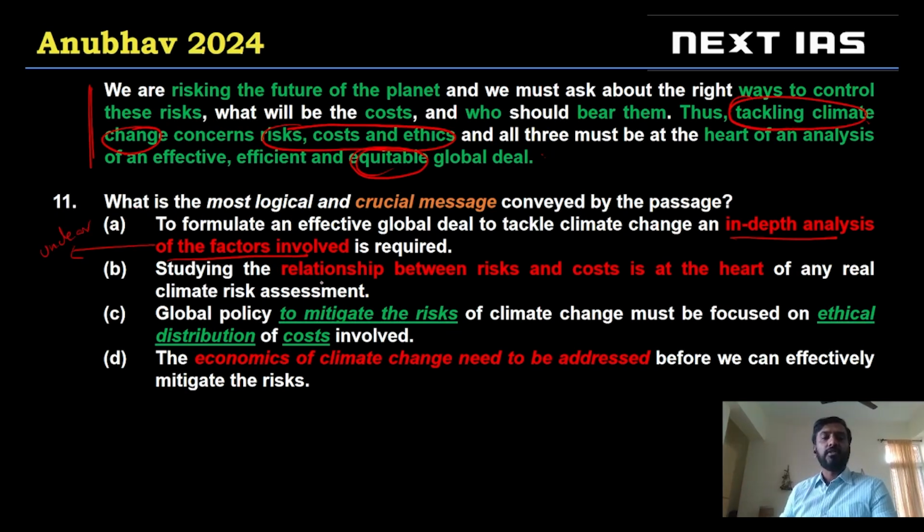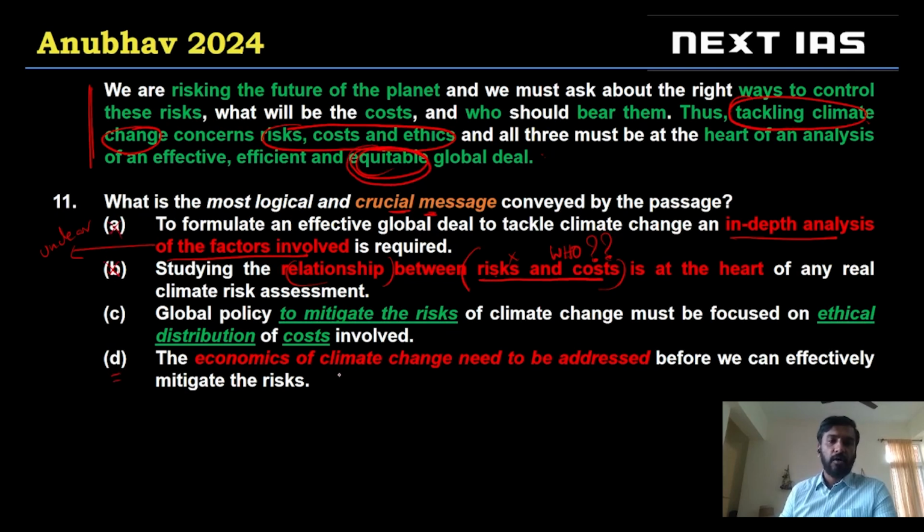Now, studying the relationship between risks and costs is at the heart of any real climate assessment. Now, studying the relationship between risks and costs, this relationship between risks and costs is not enough. We need to say who bears the cost, who will pay. This is not addressed. So, part of the crucial message, a part of the main point was that this deal has to be equitable, not captured by option B. So, the main point is not captured by options A and B.